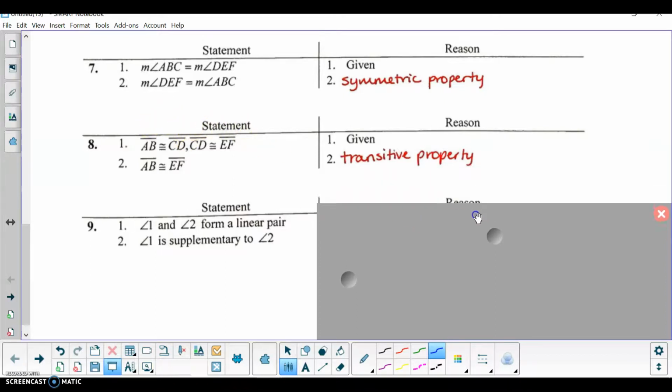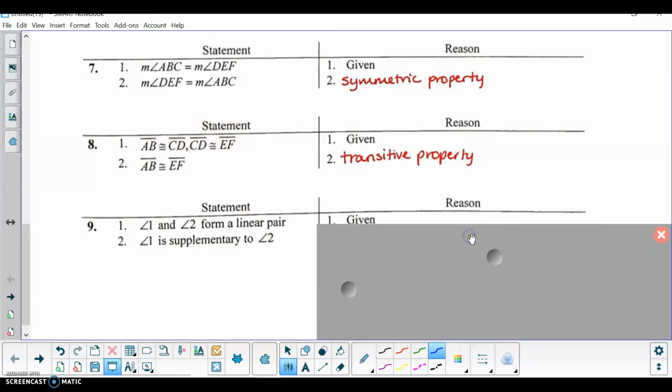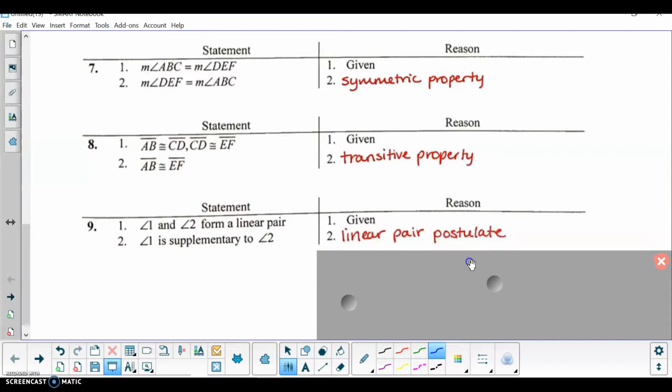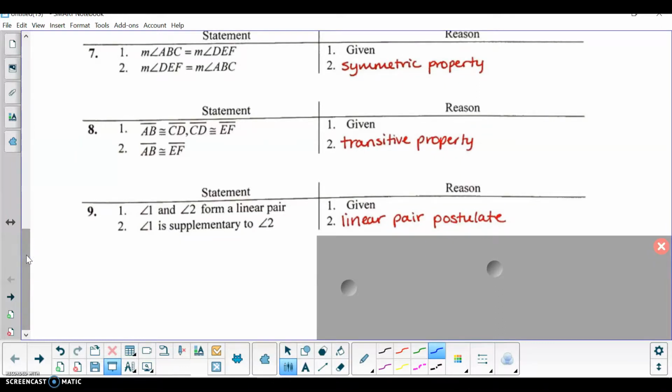Number 9, your given statement says angle 1 and angle 2 form a linear pair. Okay? You're trying to prove what makes this happen. Angle 1 is supplementary to angle 2. Isn't that in the definition of the linear pair postulate? All right, next page.